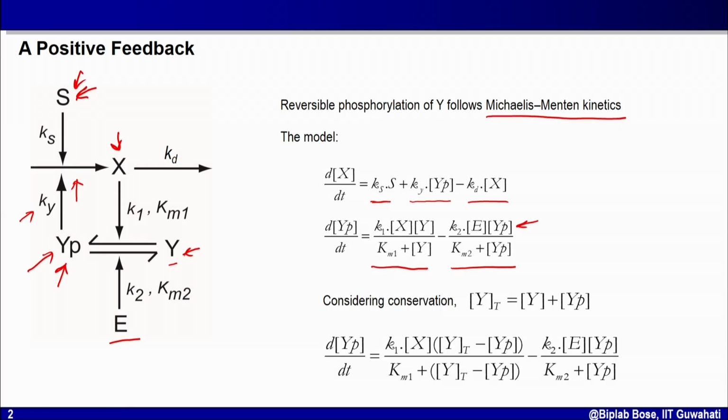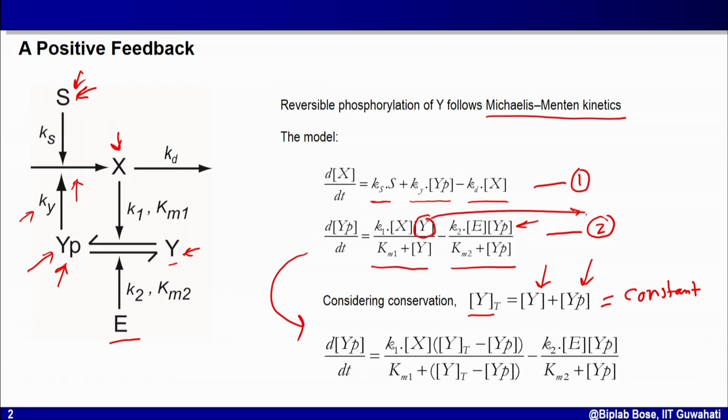plus YP, the substrate. Now we know that we can assume that the total amount of Y, that is free Y and phosphorylated Y summed together, is a total Y, Yt, and that remains conserved. I can consider that to be constant. So if I consider this conservation, then this is the first ODE for X, and the second one is for dYP/dt. The second ODE gets rearranged where Y is replaced by Yt minus YP. So that's what I have done.